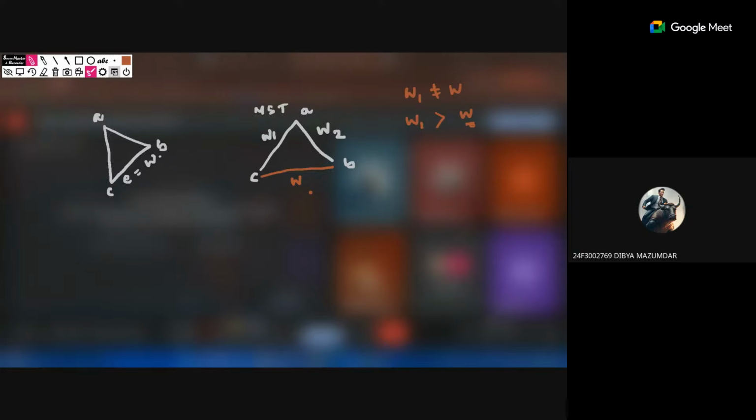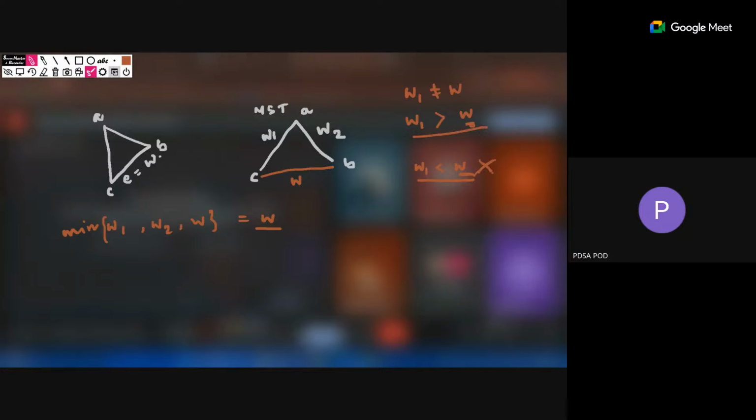W1 cannot be less than W, because W is your minimum value of the weights. So how can your W1 be less than W? You took W1, W2 and W and you found the minimum, and you are saying out of these three values W is the minimum, and then you are saying W1 is less than W. Is it possible? No. So W1 is not less than W.